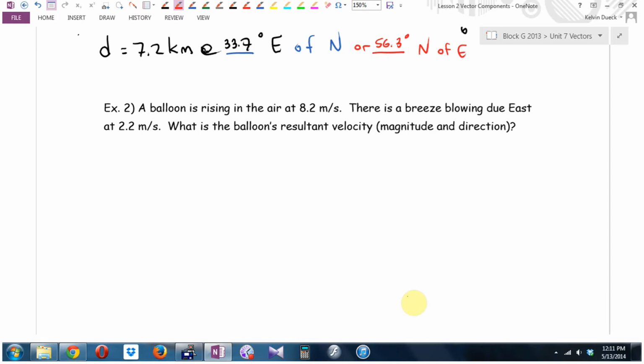Let's do it. Emma, what's the first vector they gave me? Can you speak a little louder, please? Did you say 8.2 meters per second? How would I draw that?